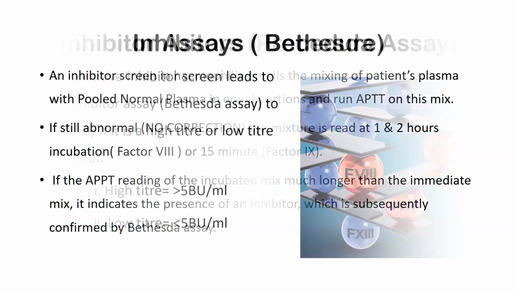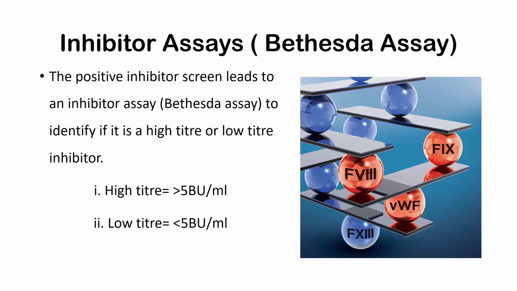Next. The Bethesda assay is the quantification where we check how aggressive the inhibitors are. A positive inhibitor screen leads to the Bethesda assay. It's a very long procedure which cannot be described right now. The report is usually: high titer inhibitors are anything above 5 Bethesda units per ml. Low titers are usually less than 5 BU per ml.